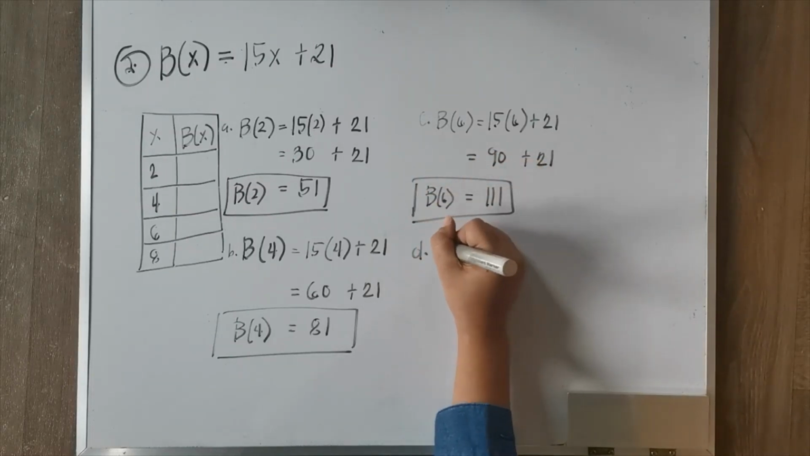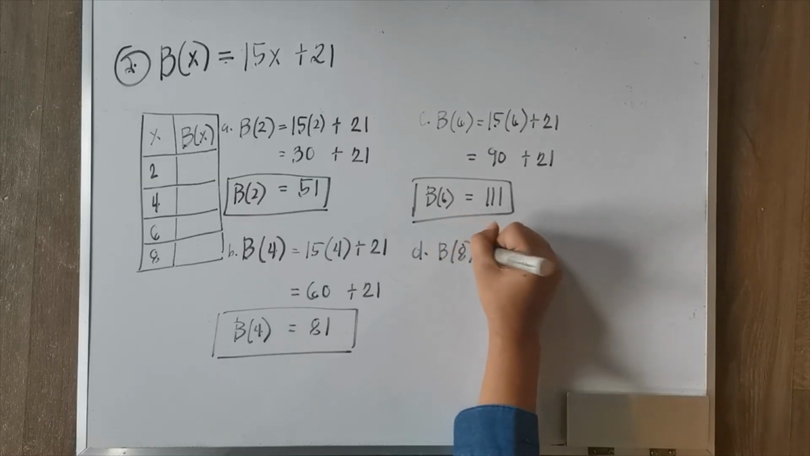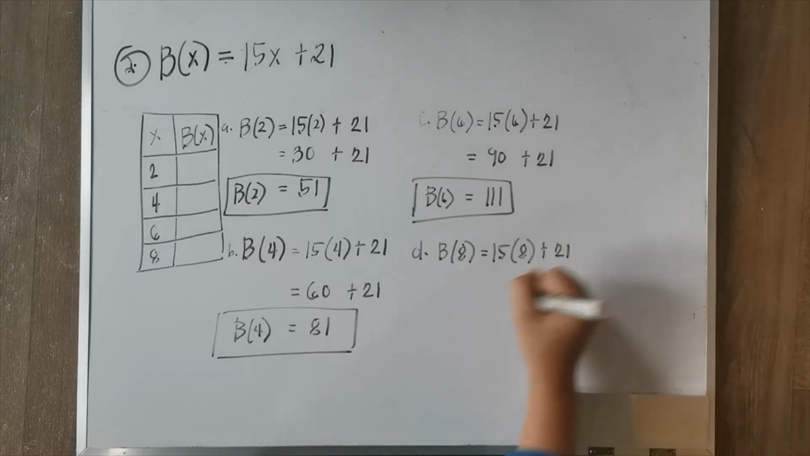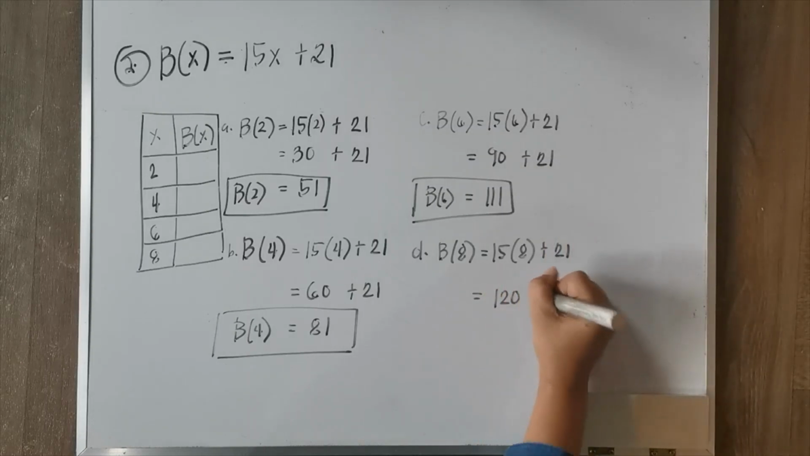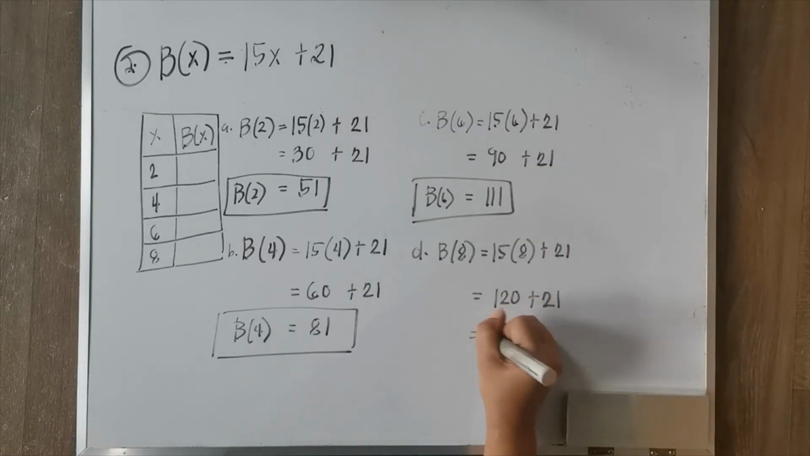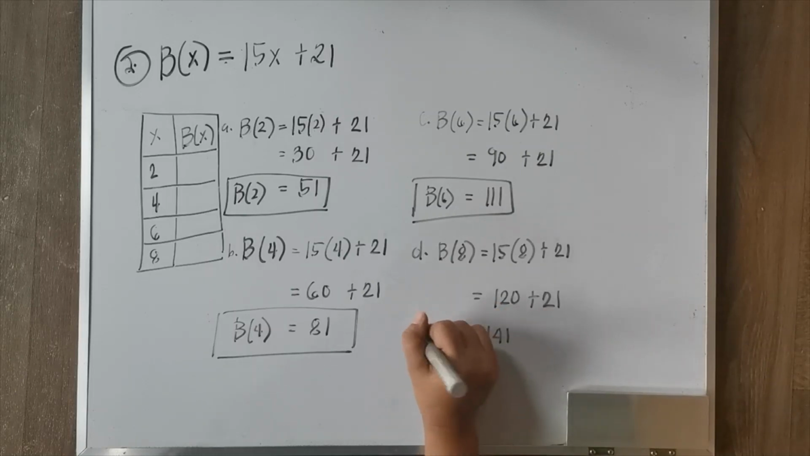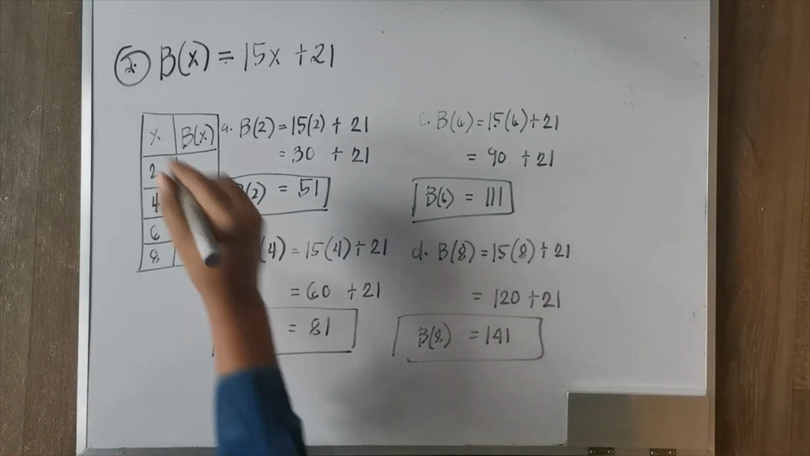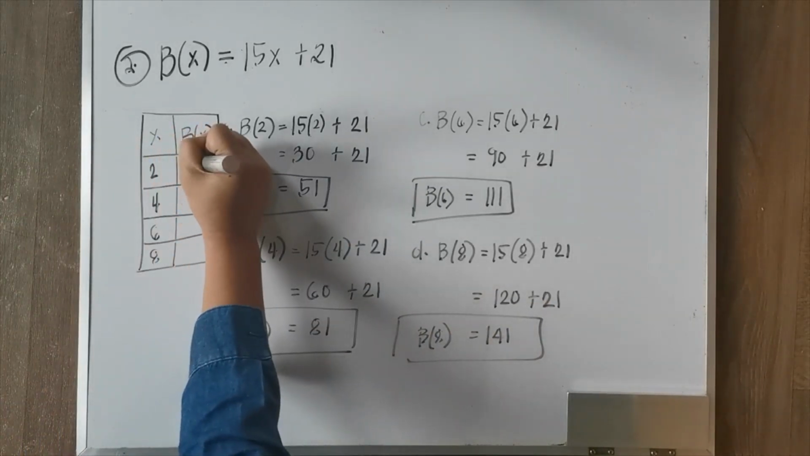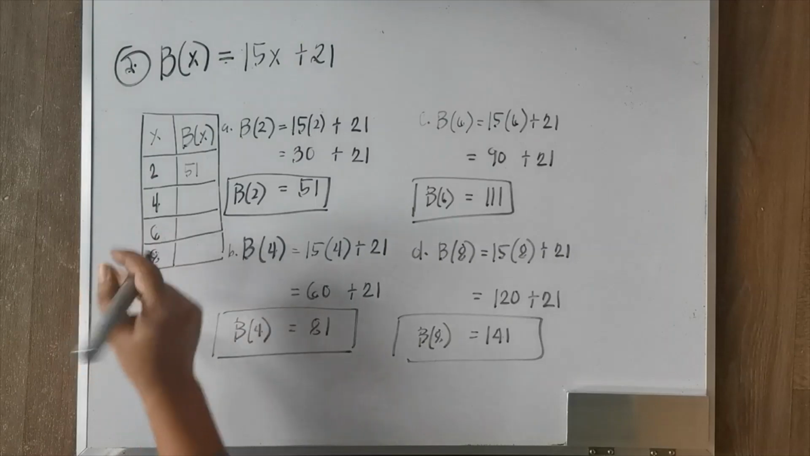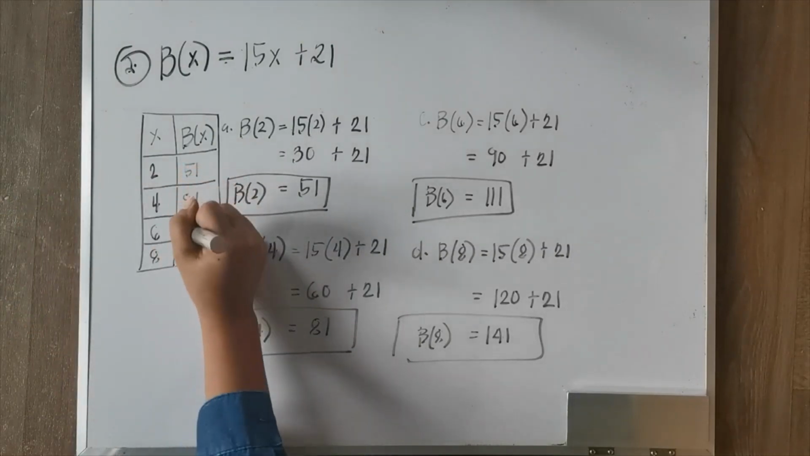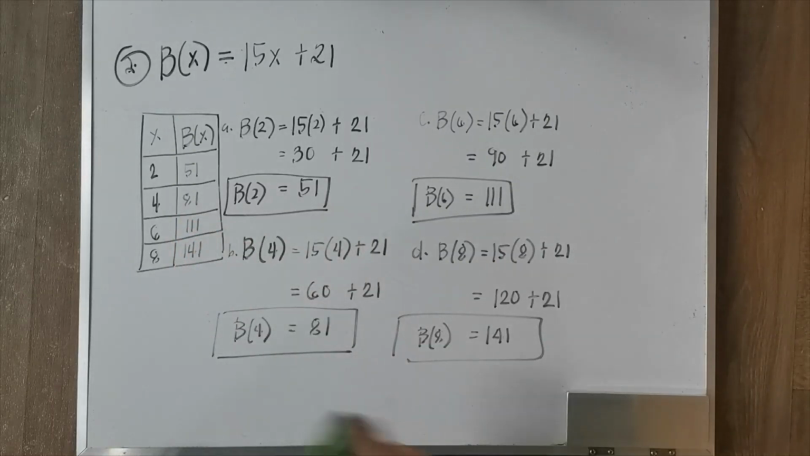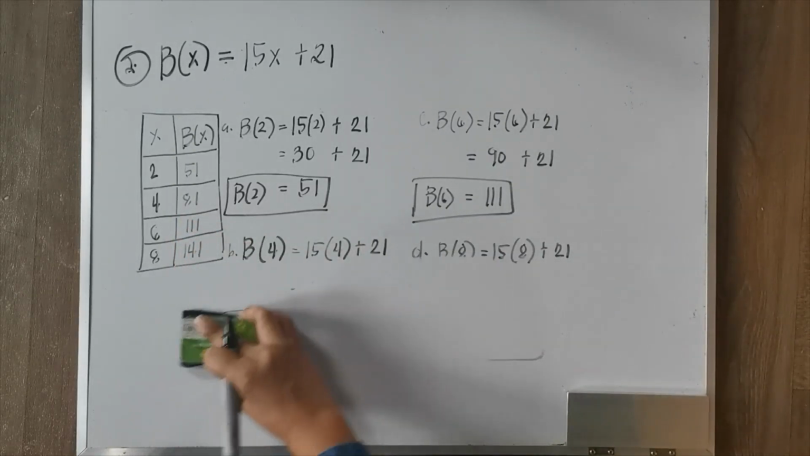And the last one, b of 8. We have here 15 times 8 plus 21. 15 times 8 is 120. Plus 21, you will have a total of 141. So this is our b of 8. So right after we've completed this computation, we will now write our answer on our table. Okay, and after that, we will create our graphical presentation.